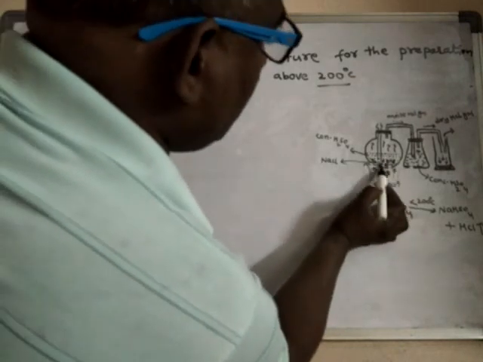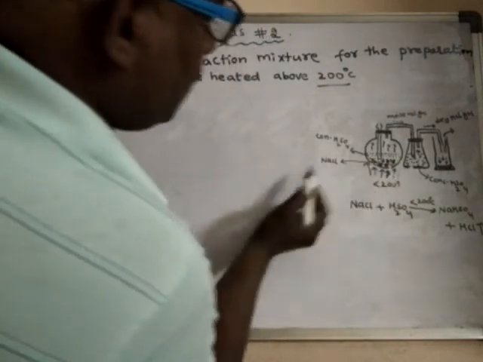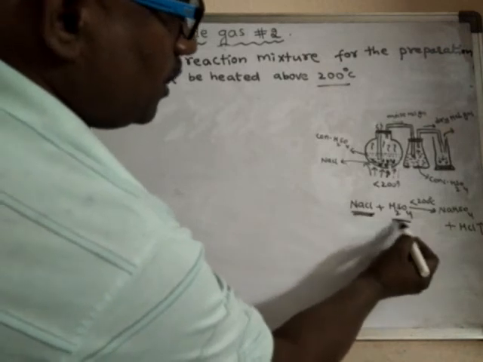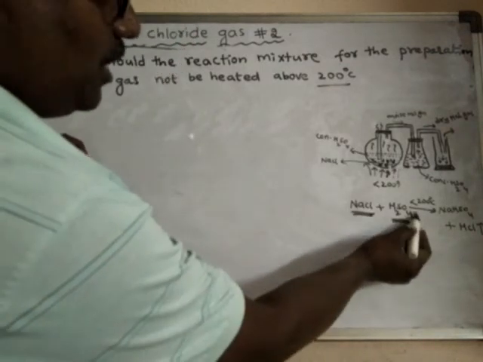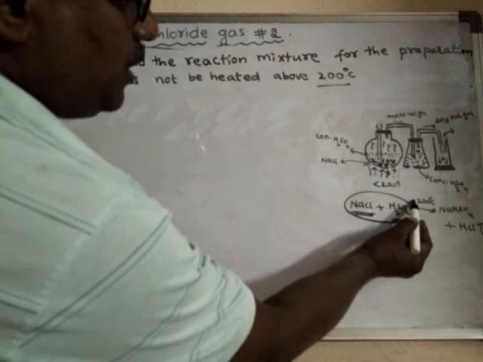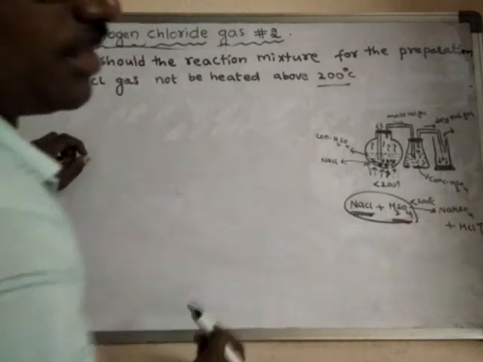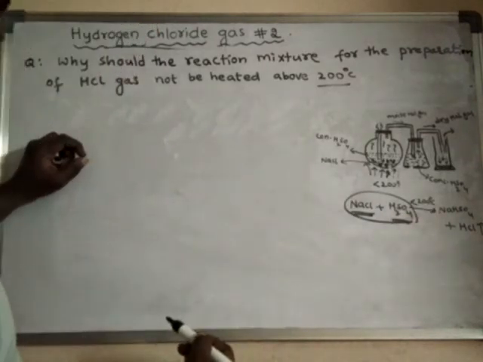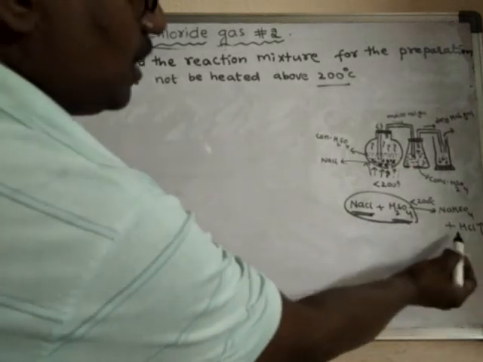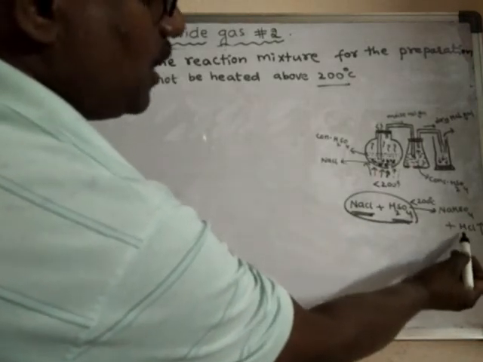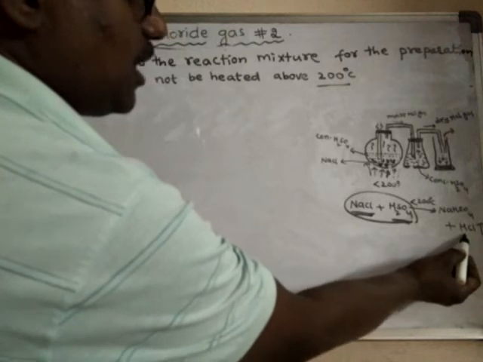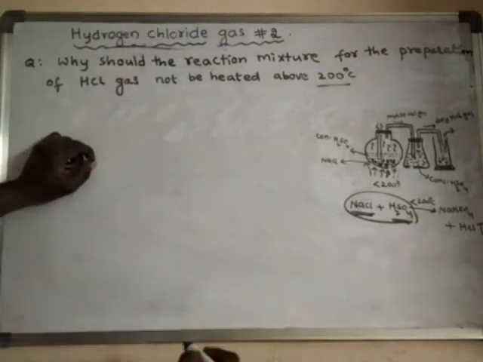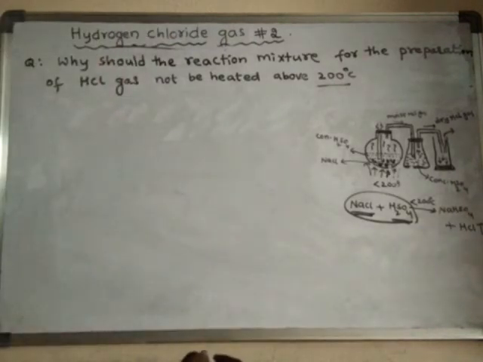This is a reaction mixture. So what does this reaction mixture contain? Rock salt and concentrated sulfuric acid. That reaction mixture should be heated below 200 degrees centigrade only. Then only HCl gas is formed, and sodium bisulfate, sodium hydrogen sulfate, is formed.